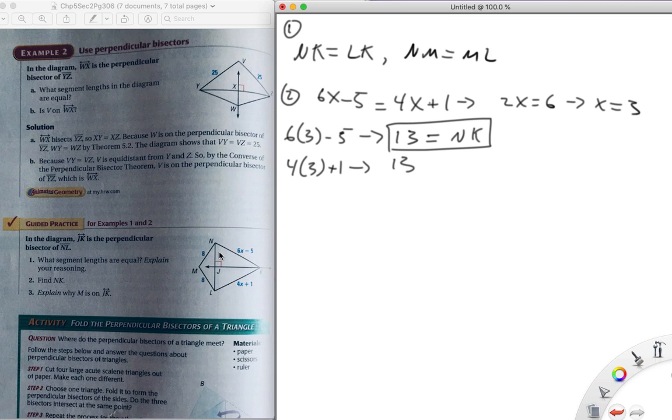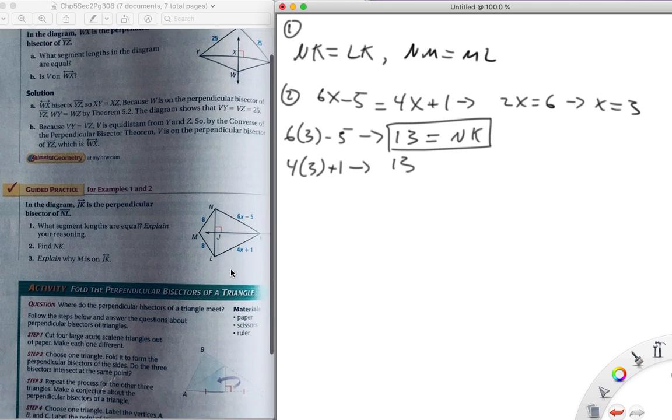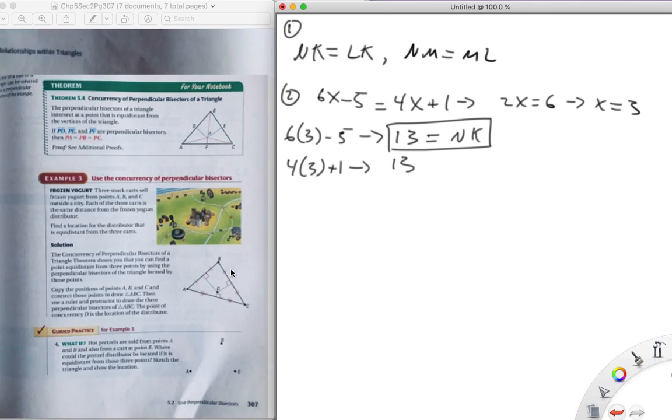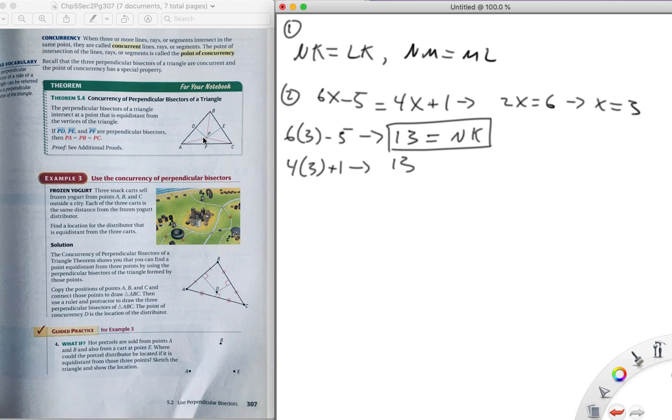Explain why M is on the perpendicular bisector. The converse of the perpendicular bisector theorem says that if M is equidistant from the endpoints, then it lies on the perpendicular bisector. So converse perpendicular bisector theorem.